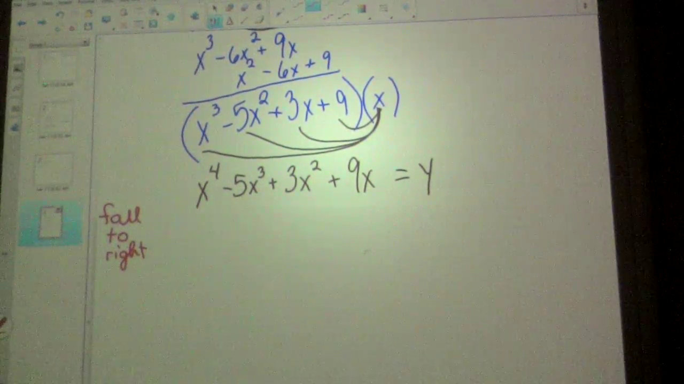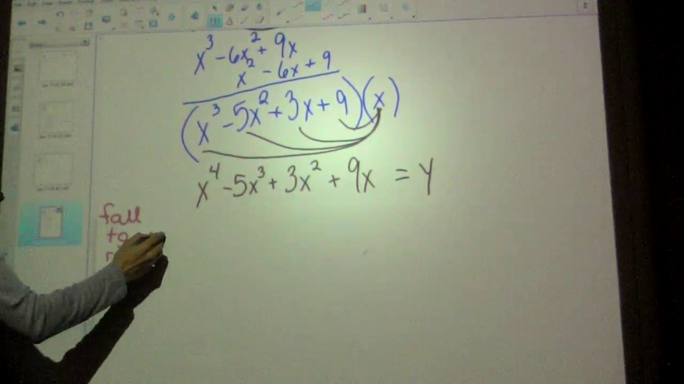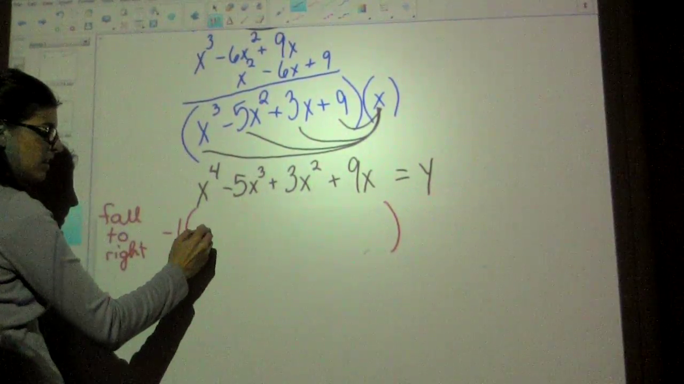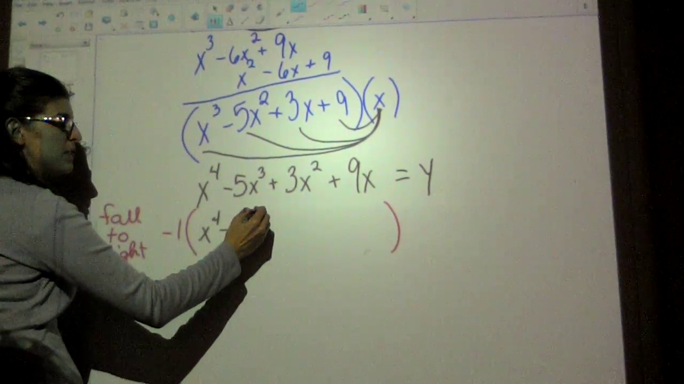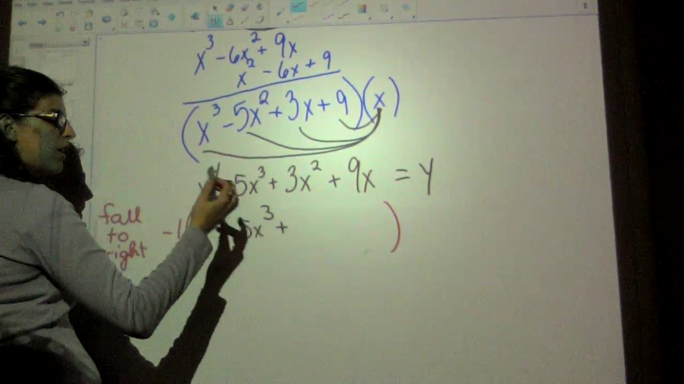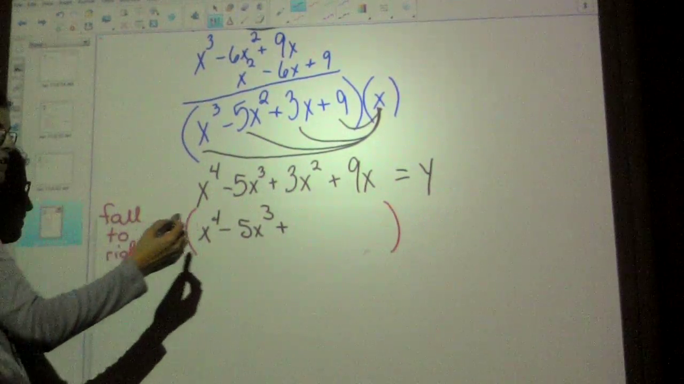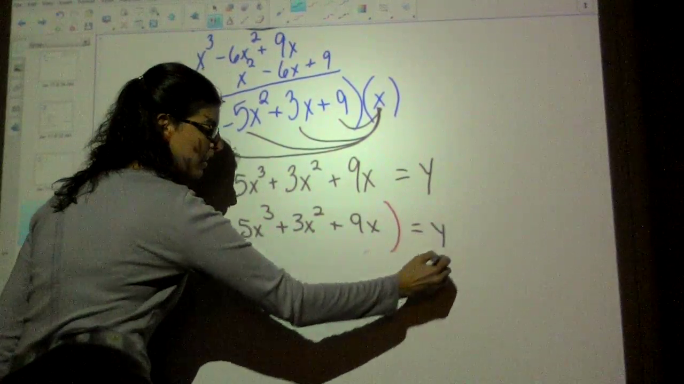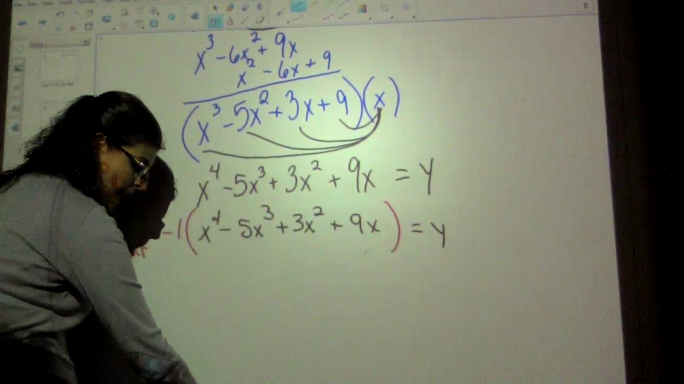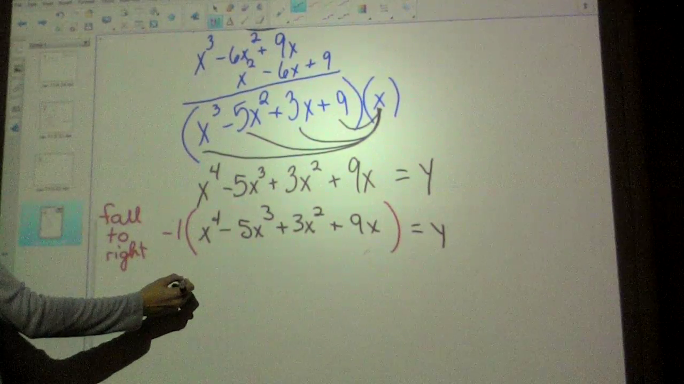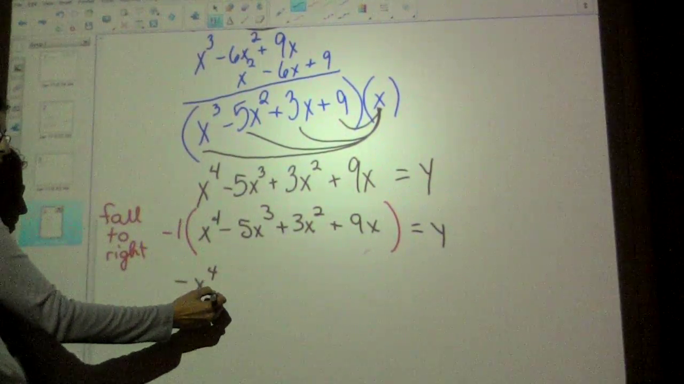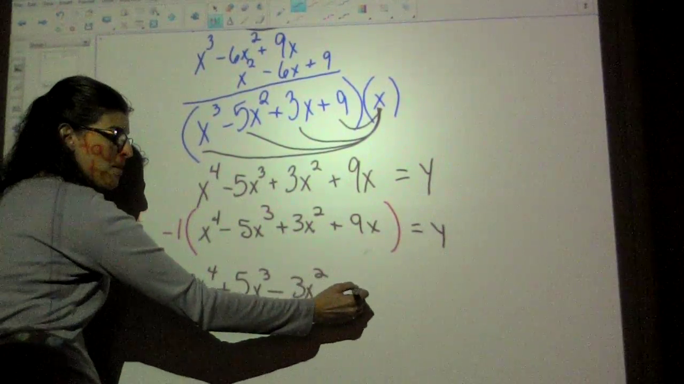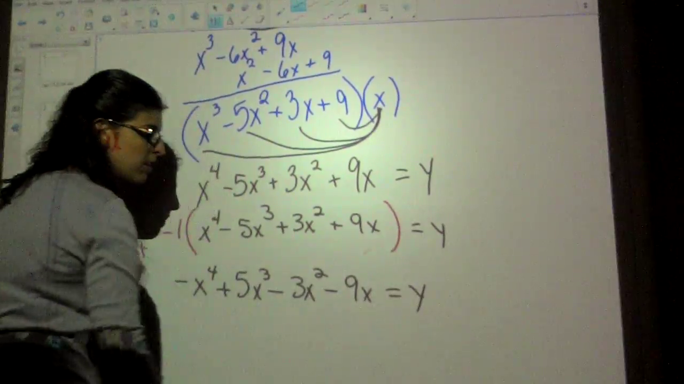So I'm going to multiply by negative something. Negative 1 times this whole thing. This is making the leading coefficient positive or negative. It's making that leading coefficient the right sign. So that's going to give me a final equation of possibly negative x to the 4th plus 5x to the 3rd minus 3x squared minus 9x equals y.